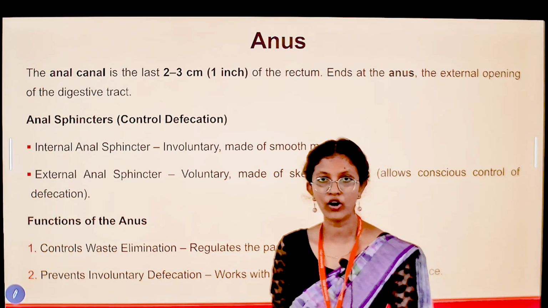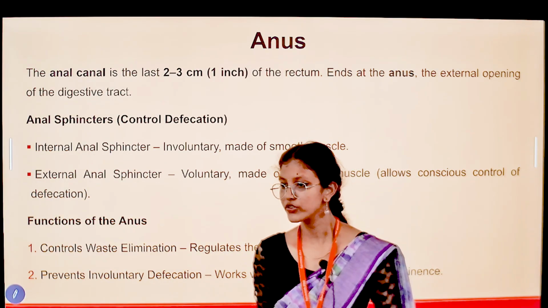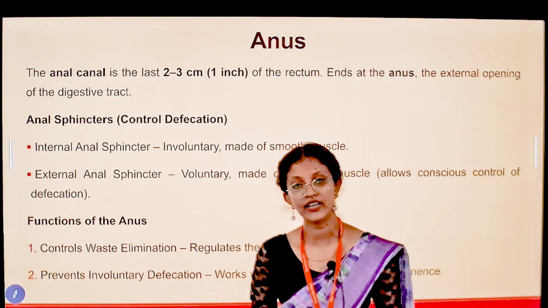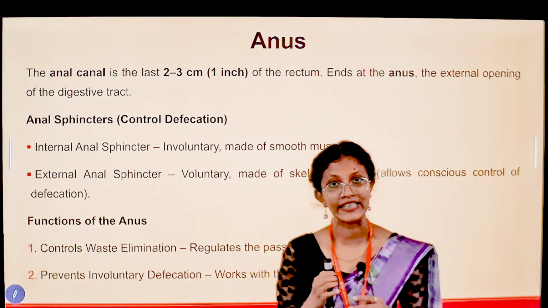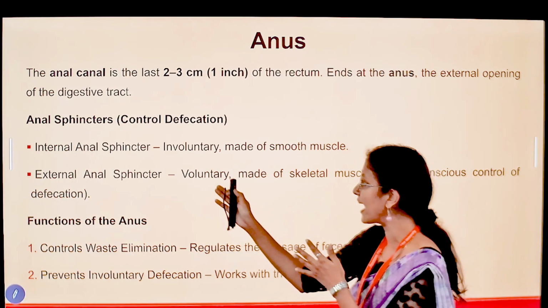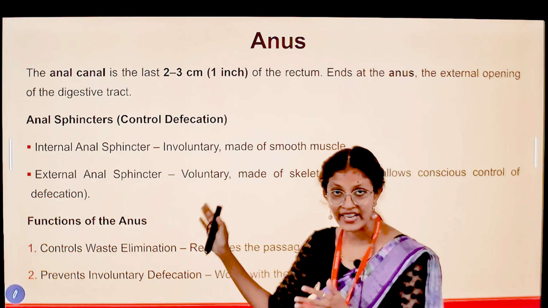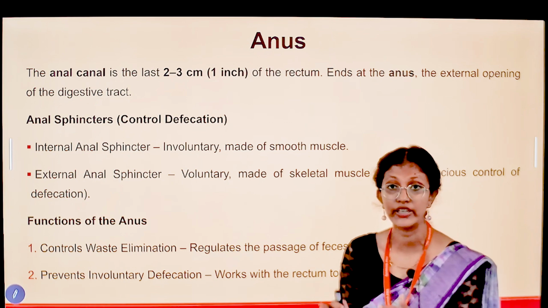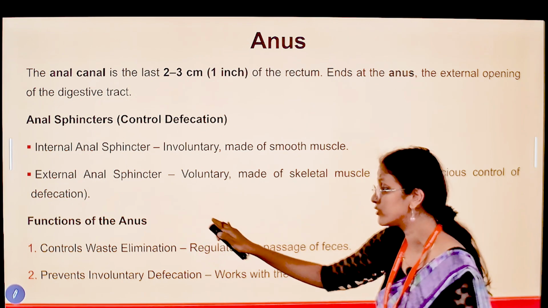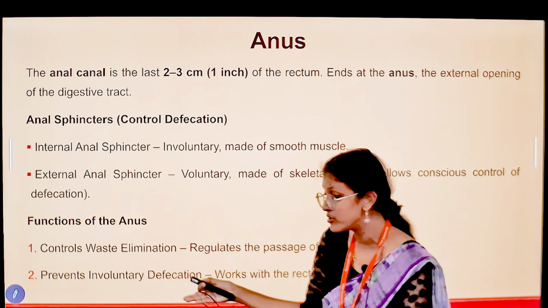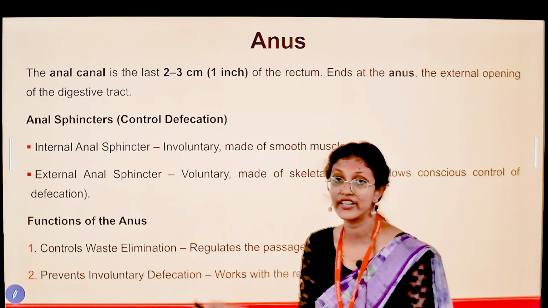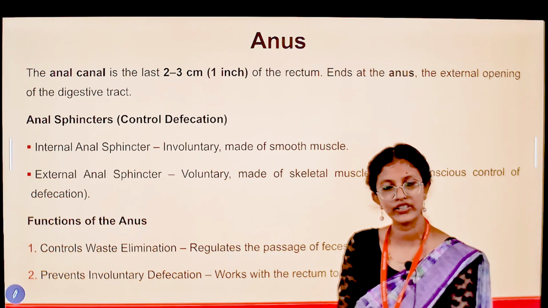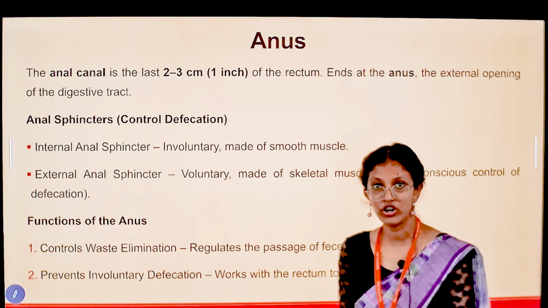Anus. So the last part of your digestive system is the anus. In the anus you can see sphincters also, and there are 2 types of anal sphincters: the external sphincter and the internal sphincter. The internal sphincter is involuntary, and the external anal sphincter is voluntary and made up of skeletal muscle. Its function is the elimination of waste, the defecation process, and it prevents involuntary defecation. For babies, it takes around 2 to 2.5 years for defecation to become normal and voluntary.